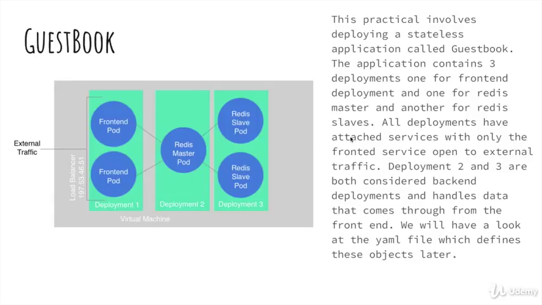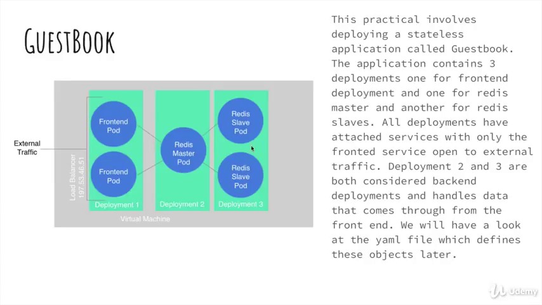All deployments have attached services with only the front end service open to external traffic. So there is a service attached to this deployment here, using a load balancer option. So load balancer can expose the endpoint to external traffic, as discussed before.